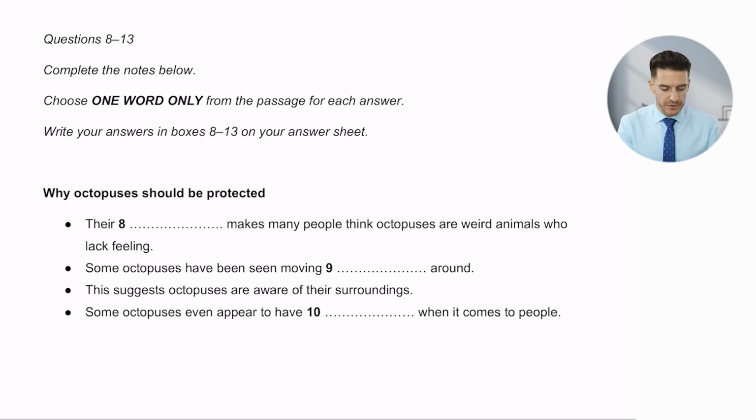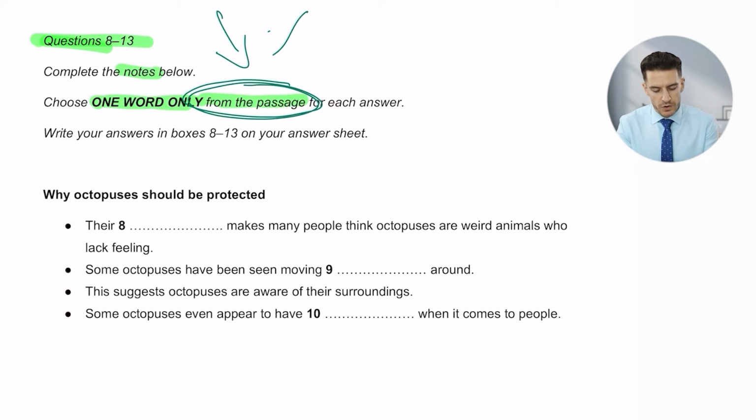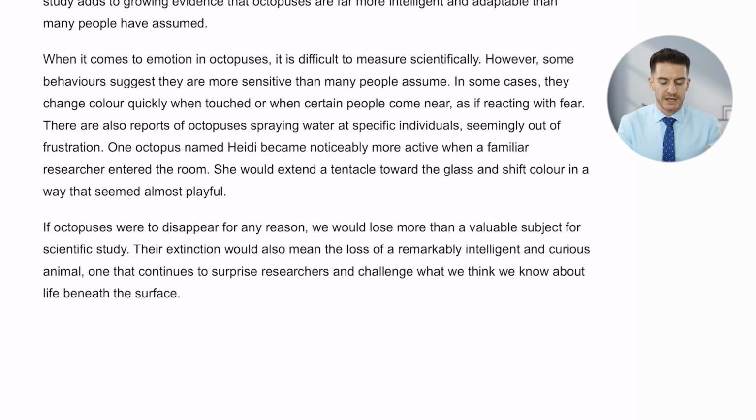Now let's go on to the next set of questions and have a look. So questions 8 to 13. Complete the notes below. Choose one word only from the passage for each answer. Now this here is really important. From the passage. That means you go to the passage and you choose a word.